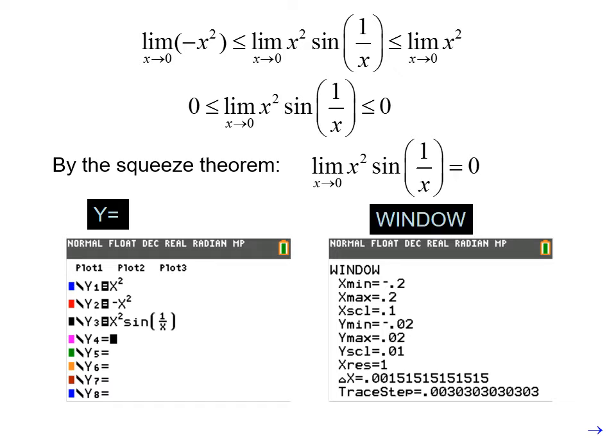I've got it down here at the bottom of the screen. So we're doing negative x squared and positive x squared. That's our top and our bottom. And then x squared times the sine of 1 over x. That's the one that we're squeezing between the other two.